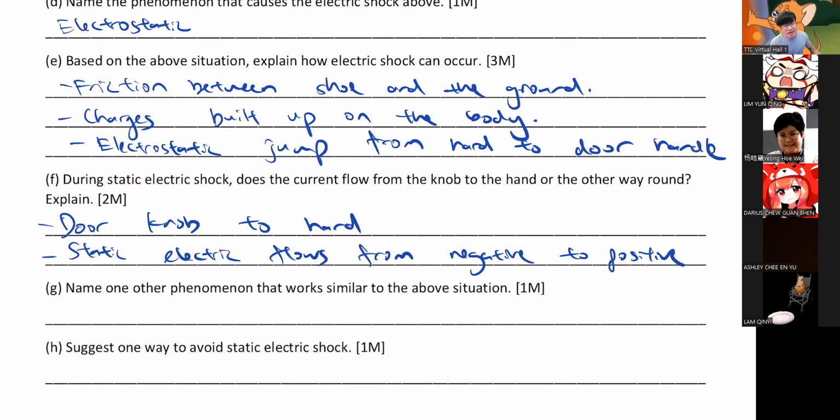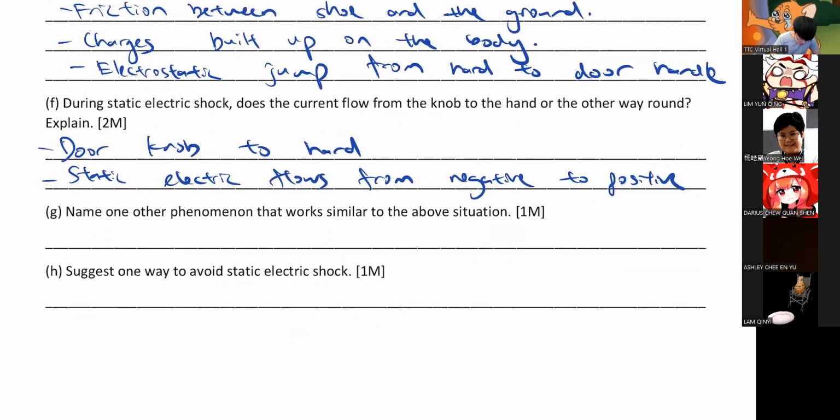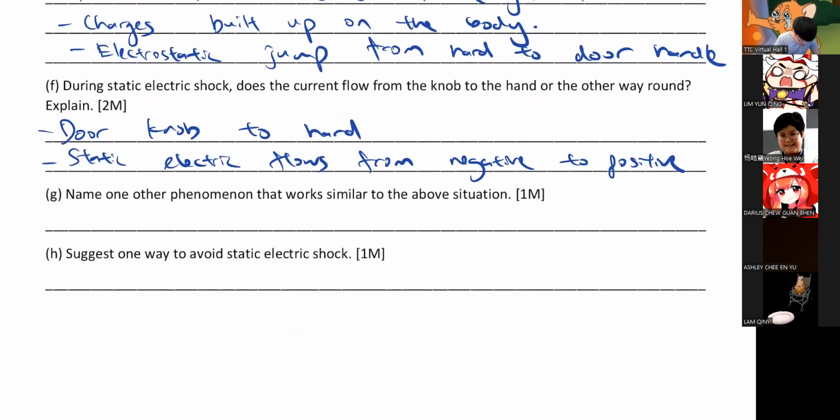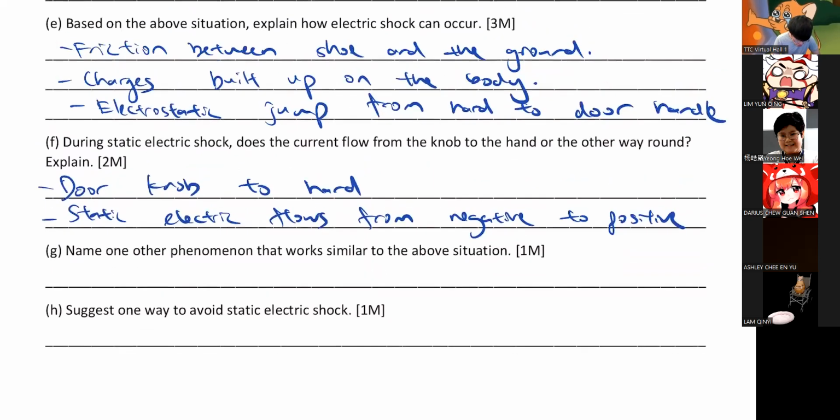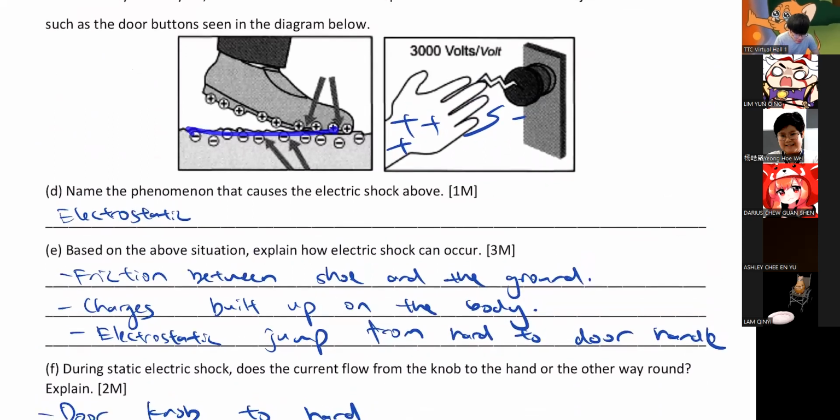Like I said, only negative can move, positive cannot move. Very, very important. Okay, let's finish this quickly. Name one phenomena, lightning law. One way to avoid static electric shock. How would you avoid this? You can reduce the friction on the ground. 越少摩擦就越少静电. Less friction, there's less static.